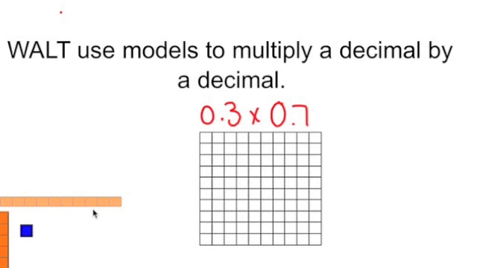So I'm going to start thinking about this one. I'm going to start thinking of 3/10. I'm going to set up my 3/10 going this way. So 3/10 would be my height if we're thinking about area, or my length. So I'm doing 3/10 of this hundredths grid. Now I need to do 7/10 going the other way.